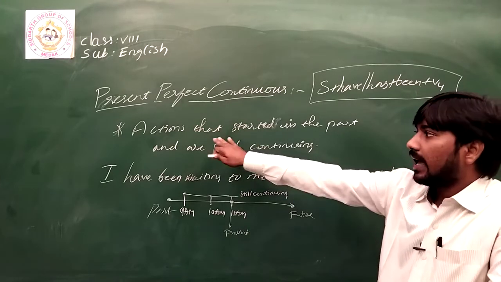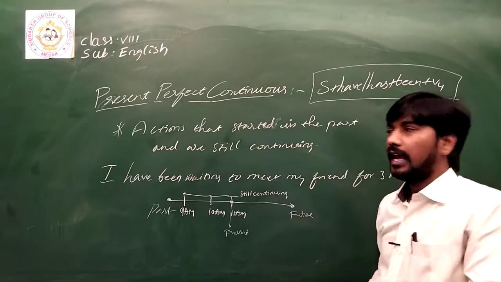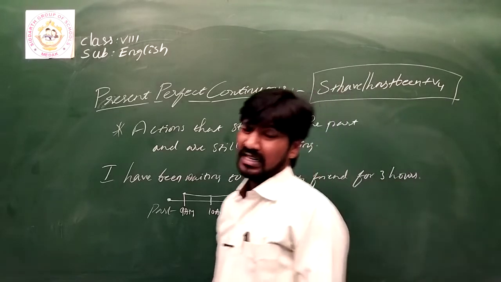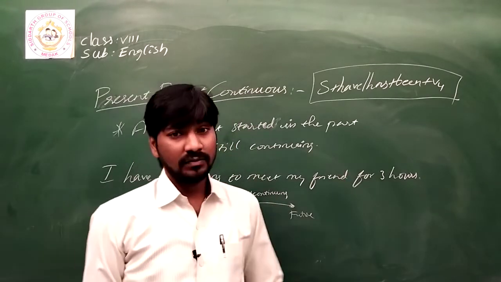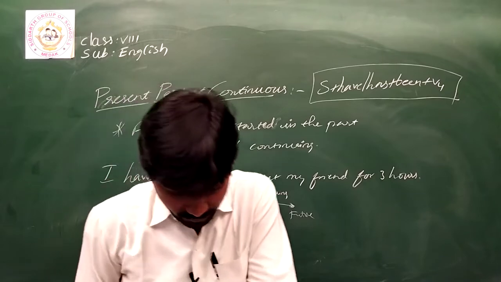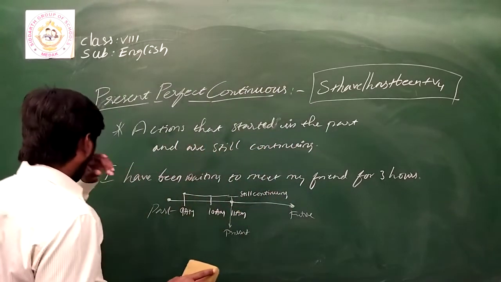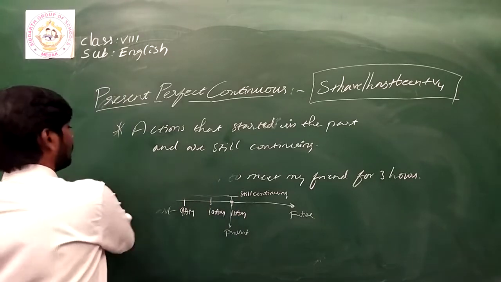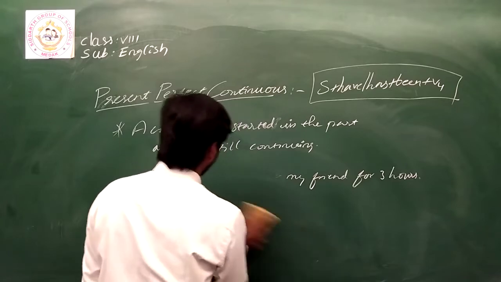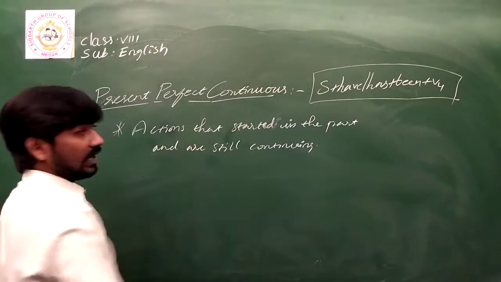Action has to start. Actions that started in the past and still continuing, at the time we use present perfect continuous tense. Subject plus have or has plus been plus V4. Let me go for writing another example. 2-3 examples I will write, then afterwards I will go for drawing the table. Okay. Now, another example.